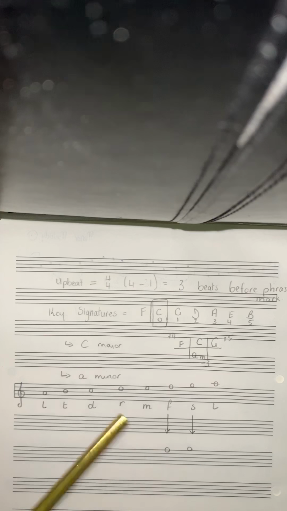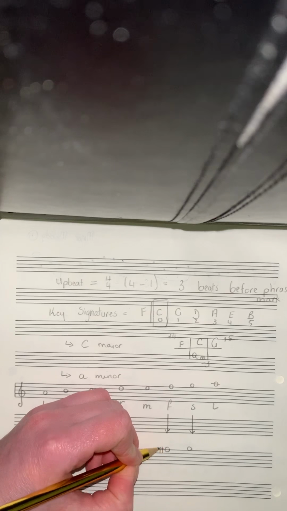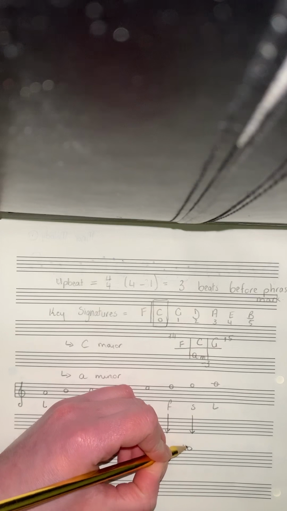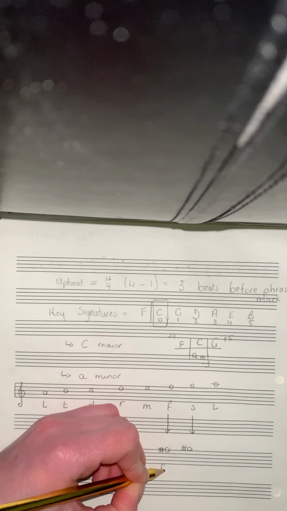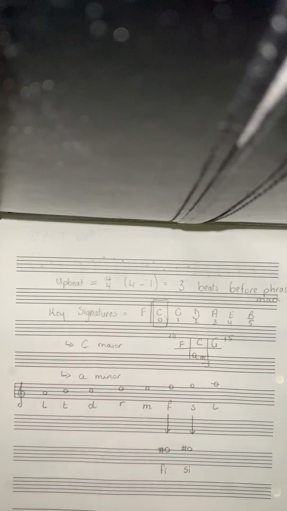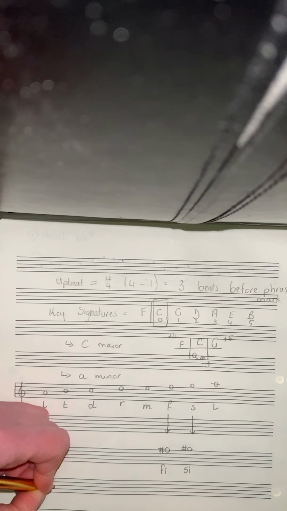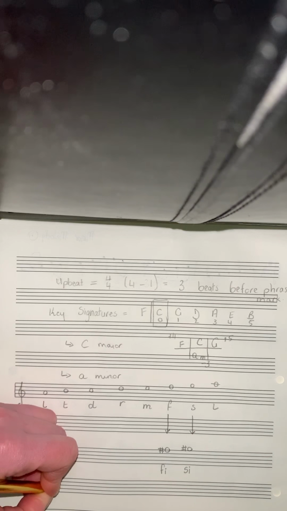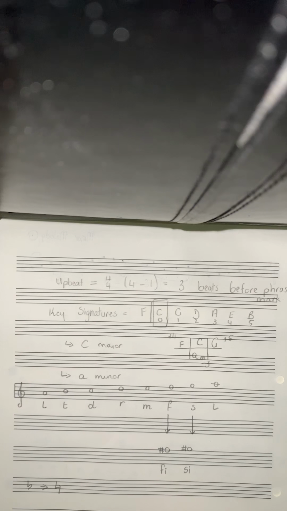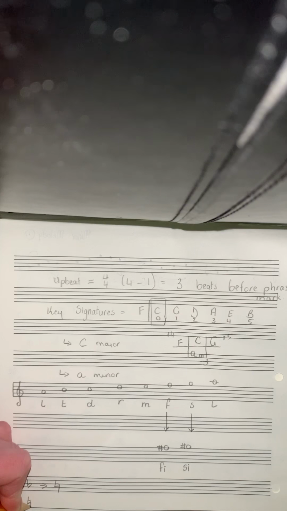In order to do that from a natural note, you use a sharp. So you're going to add a sharp in here and here, making this one Fi, the raised fa, and this one is Si, the raised so. So a quick reminder, to raise a flat note, you need to naturalize it. And to raise a natural, you need to sharpen it.